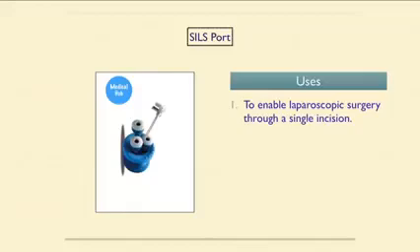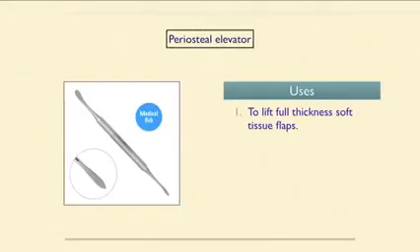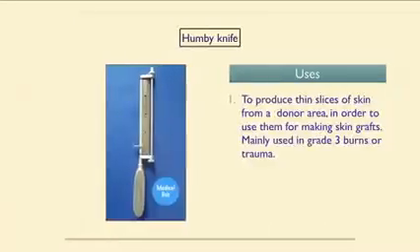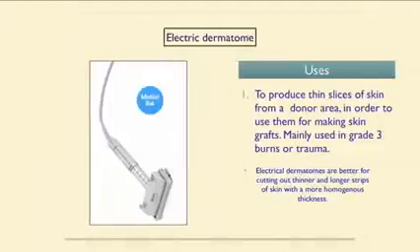Next is SILS port. It is used to enable laparoscopic surgery through a single incision. Next is periosteal elevator. It is used to elevate full thickness of tissue flaps. Next is Humby knife. It is used to produce thin slices of skin from a donor area in order to use them for making skin grafts, mainly used in grade 3 burns or trauma.